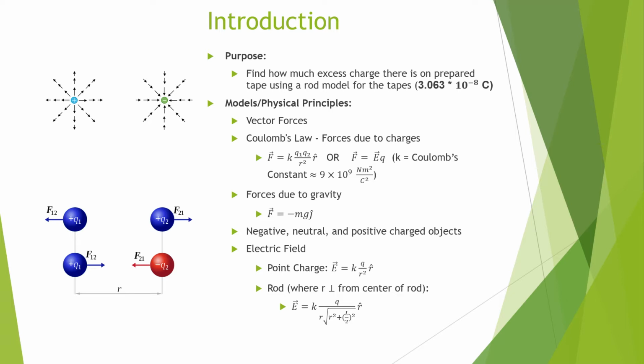Some of the models and physical principles that are used during this lab include vector forces, which is just a magnitude and direction, Coulomb's law, which describes the forces between two charged objects that are equal but opposite to each other, as shown in the bottom left-hand corner, forces due to gravity, negative, neutral, and positive charged objects, and most importantly, the electric field, which is described using two different formulas, either through a point charge or through a rod, which this experiment will use.